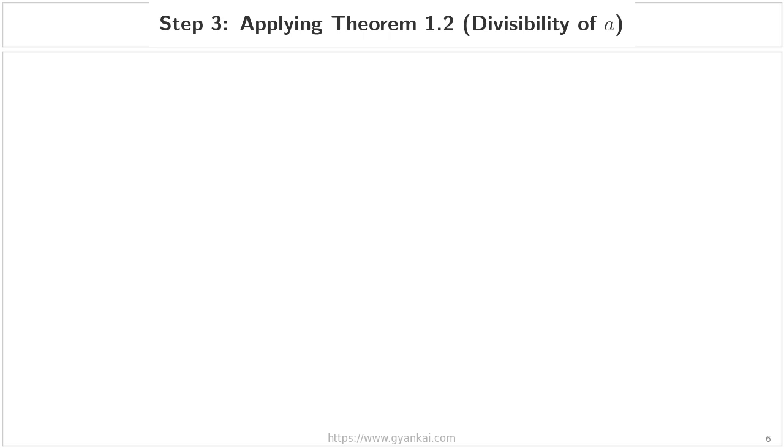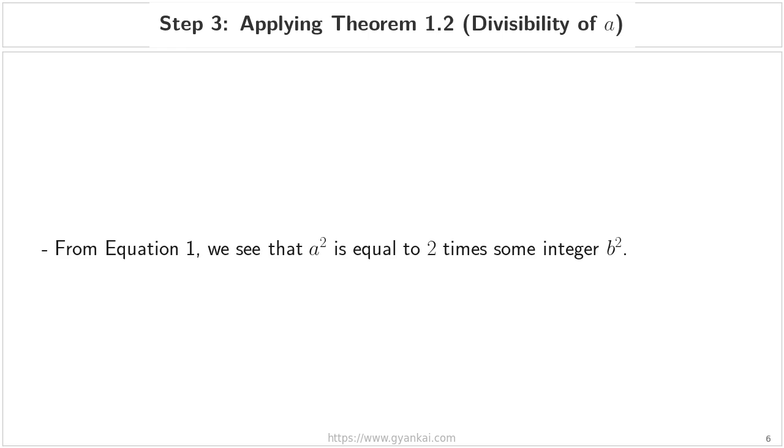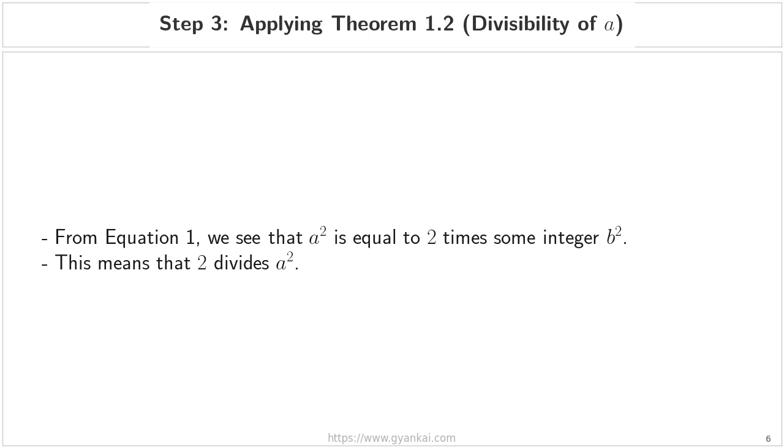Step 3. Applying Theorem 1.2, divisibility of a. Now, let's take a closer look at equation 1, which we derived in the previous step. Looking at the equation, 2b squared equals a squared, we can clearly see that a squared is equal to 2 times the integer b squared. Because a squared is a multiple of 2, this tells us quite simply that 2 divides a squared.